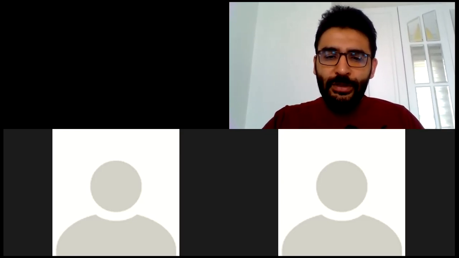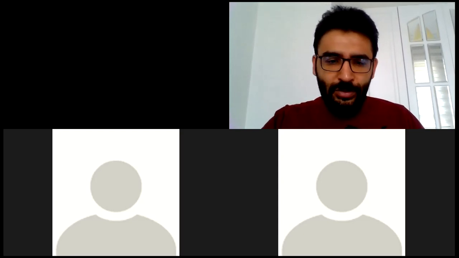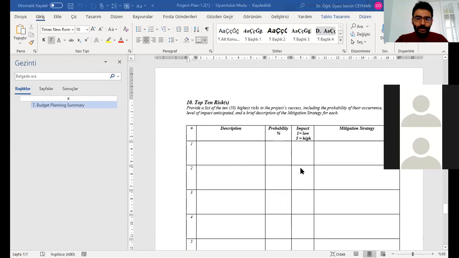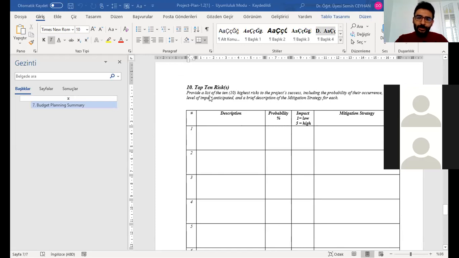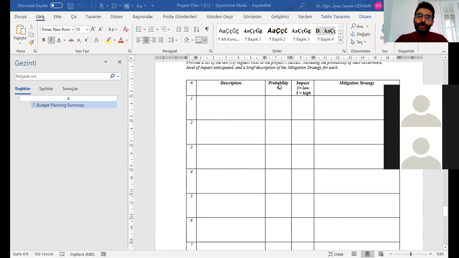So what you need to do is just look at this probability. I found it, let me show it to you. This would be the outline of the paper that you need to submit at the end of the semester. So, top 10 risks: a list of the 10 highest risks to the project success, including the probability of their occurrence, level of impact, and brief description of mitigation strategy. You need to describe the risk first. You need to give a probability out of 100. You should give an impact factor from 1 to 5. And you need to tell us what your solution would be if you face that risk factor.